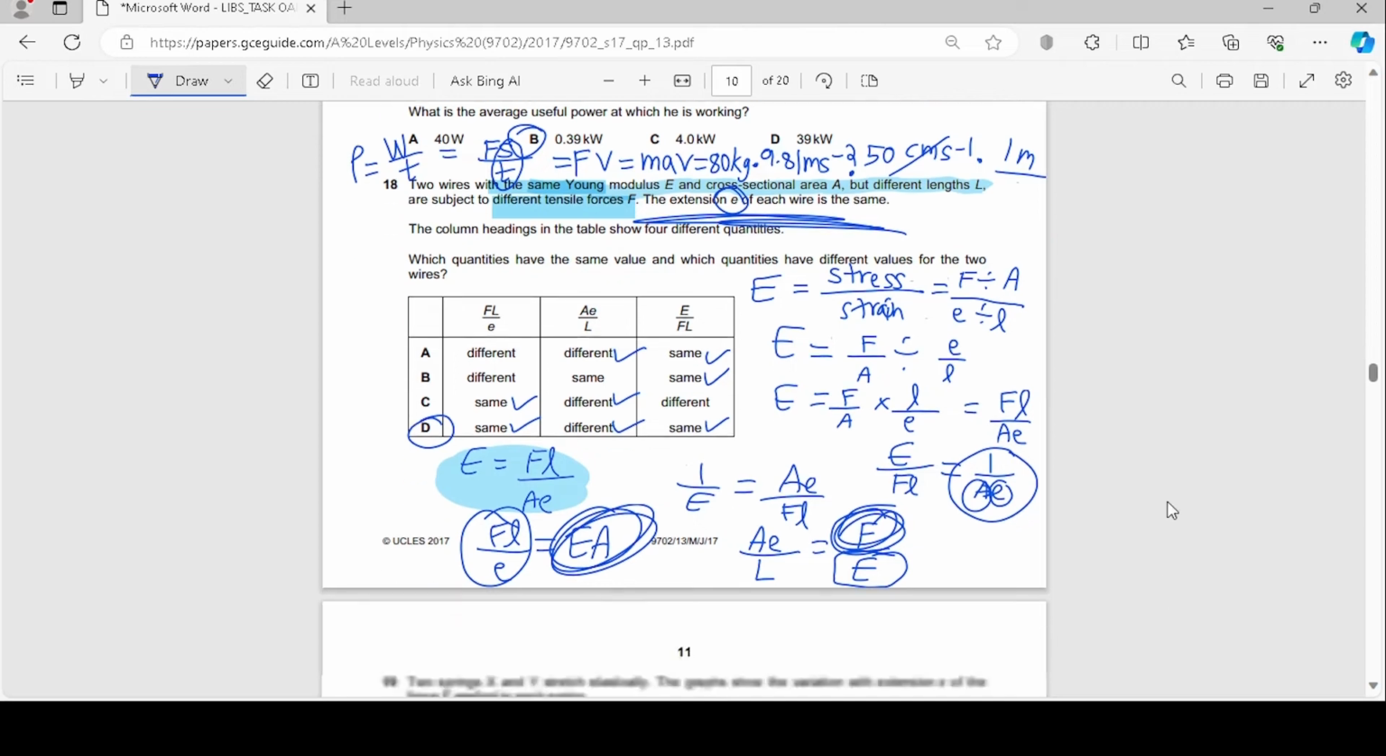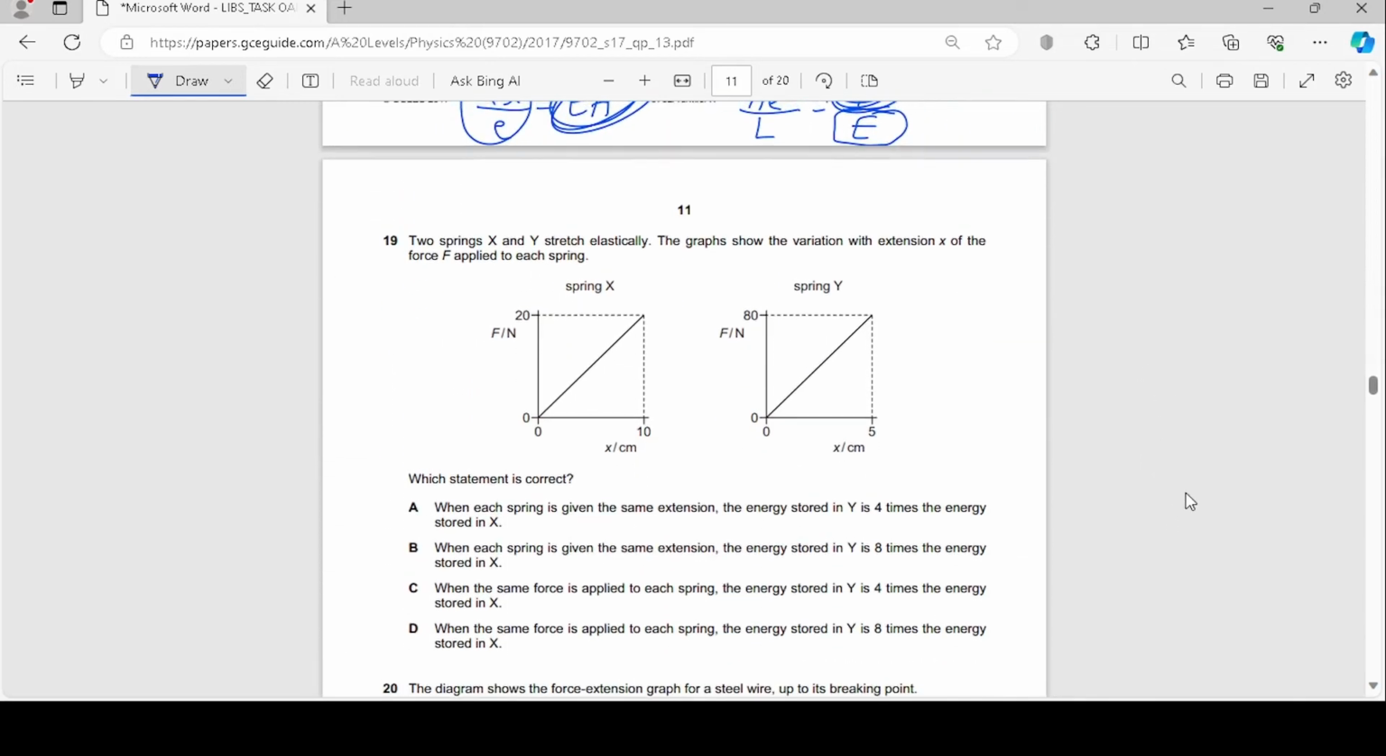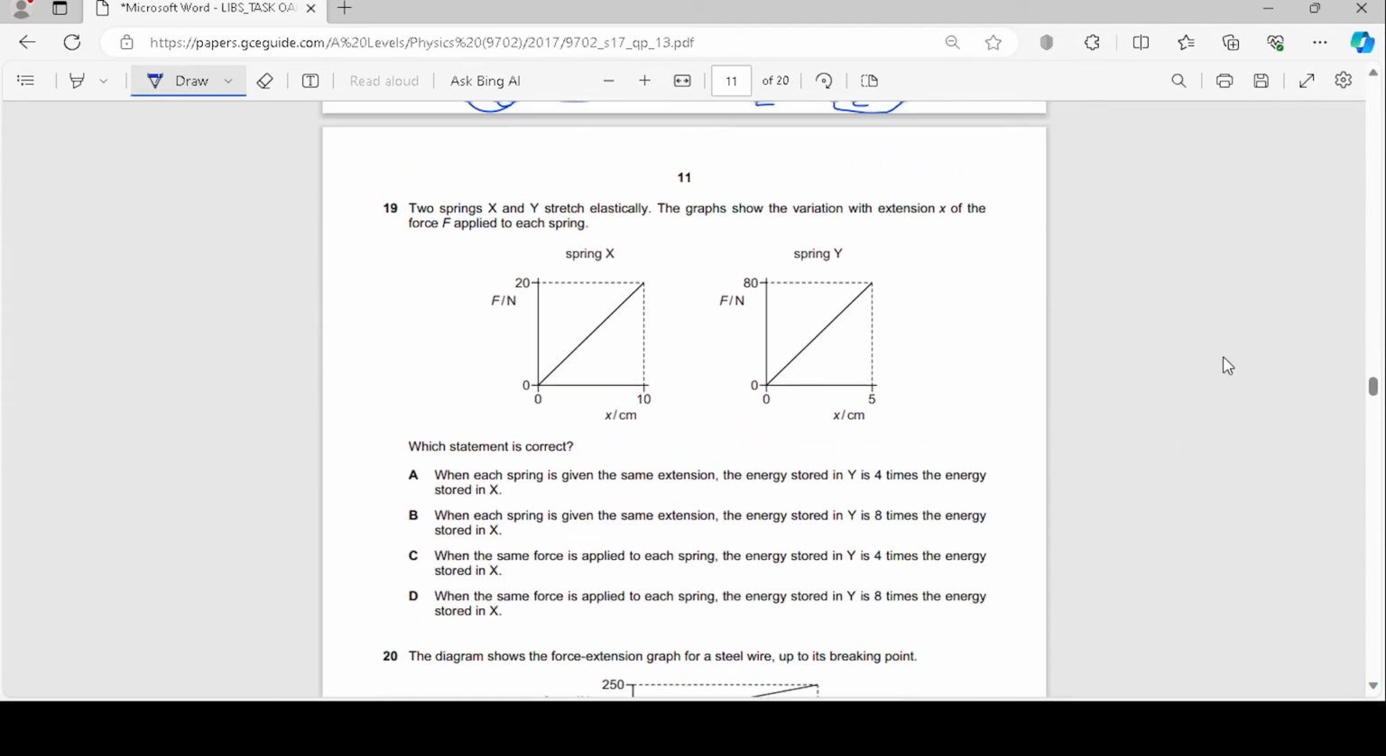Okay, next question. Two springs, X and Y, stretch elastically. The graphs show the variation with the extension X of the force applied to each spring. So extension is X and force is F. Now, which statement is correct? They're talking about extension, forces, and then the energy stored. Let's talk about an equation.